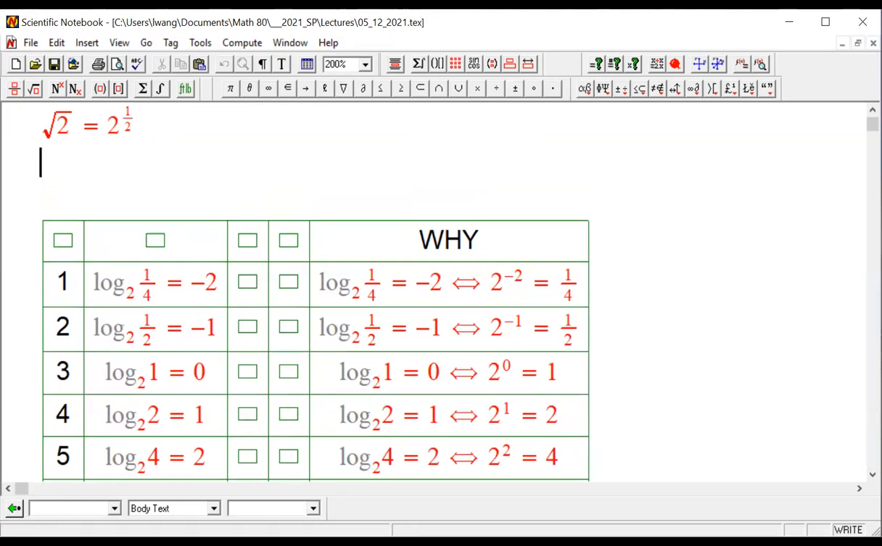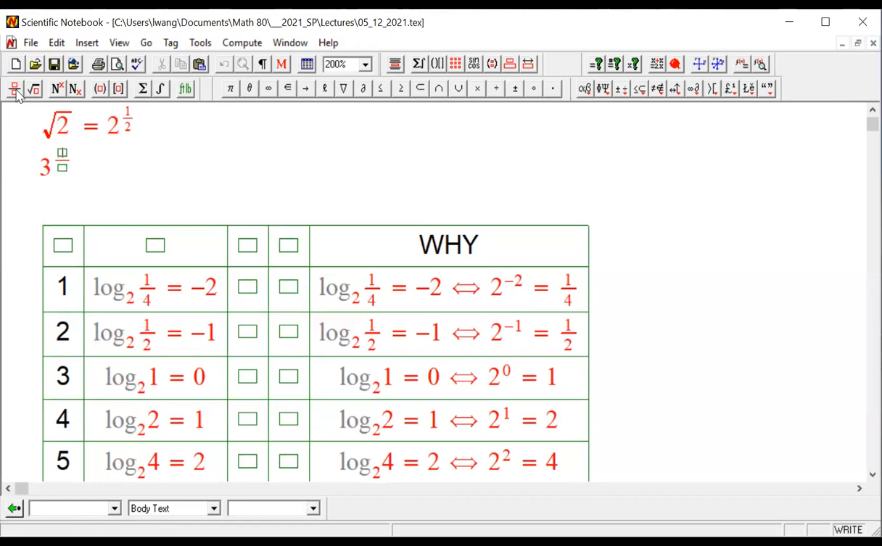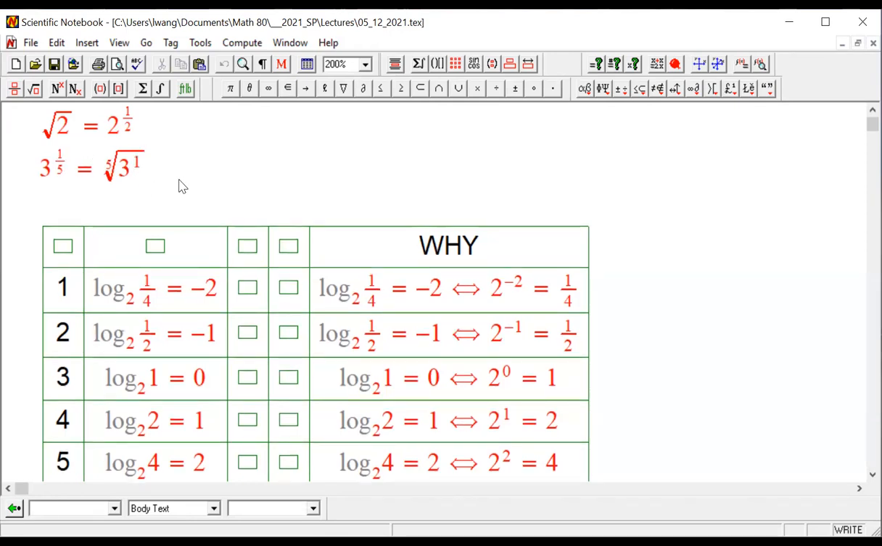For example, if I have 3 raised to the power of 1/5, how is that written as a root? Well, this is what happens. The power is a fraction. In this fraction, there's a denominator and there's a numerator. The denominator 5 goes here. And the numerator of the exponent, 3 raised to the power of 1, goes here. So this is a conversion between power and roots.